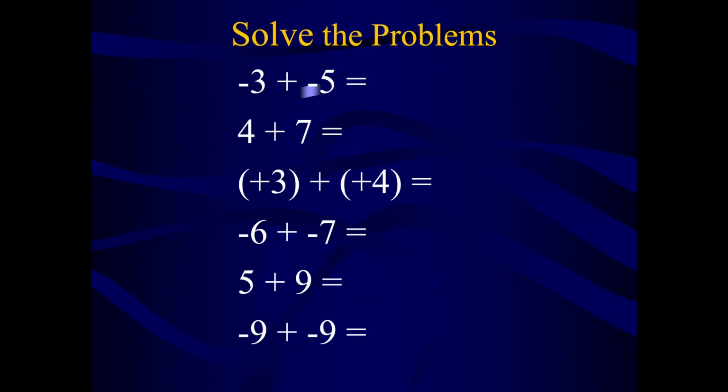Solve the problems. Negative 3 plus negative 5 equals negative 8. 4 plus 7 equals 11. Positive 3 plus positive 4 equals 7. Negative 6 plus negative 7 equals negative 13. 5 plus 9 equals 14. Negative 9 plus negative 9 equals negative 18. Now this was relatively easy because the signs were all the same. They were either negative or positive, and all you had to do was look at the sign and make sure that you put the symbol with your answer.